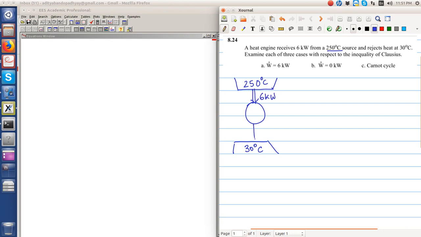It is rejecting heat like this. There is some work output. So we must see which one respects the inequality of Clausius. So the inequality of Clausius is the closed integral of del Q by T is less than or equal to 0. The equality holds true for a reversible process.